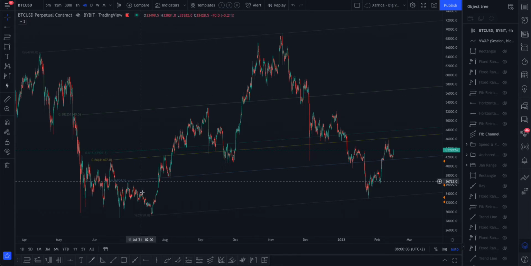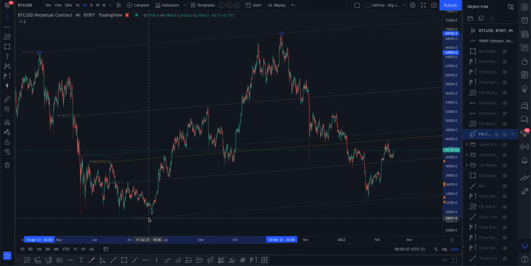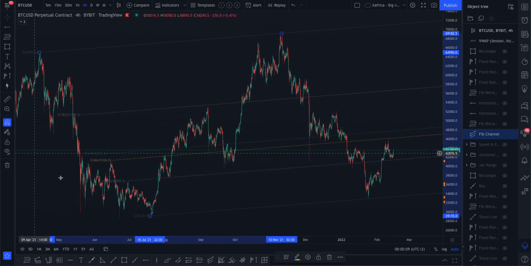So this is a Fibonacci channel. You can see I took the, let me just get that magnet on again. So I took those two, that's the starting point of the Fibonacci channel. So those 2 points attached, and then I pull it down to this low here, the last low in July.